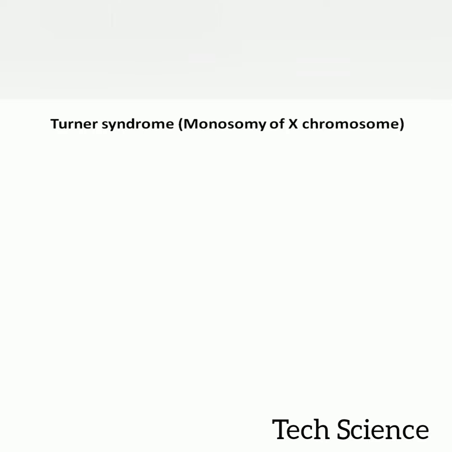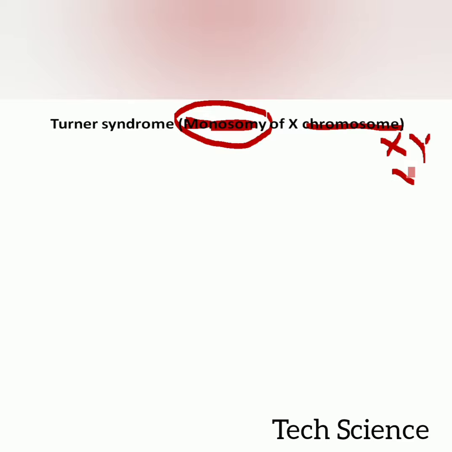Turner syndrome is also called monosomy of the X chromosome. Observe the word monosomy. What does mono stand for? Yes, mono stands for one. It means that if you are a male, you have XY, and if you are a female, you have XX. But here only one X chromosome will be there, and there is an absence of the second chromosome, because of the mono.